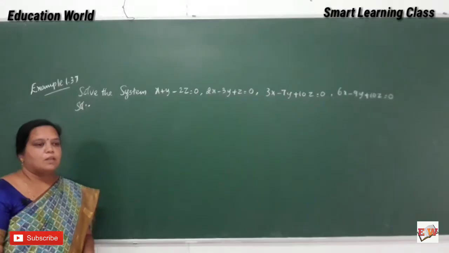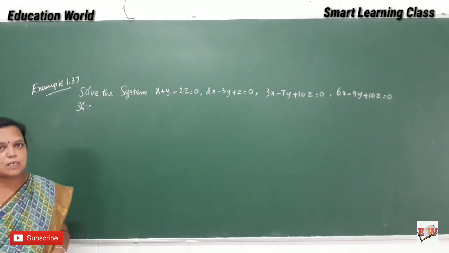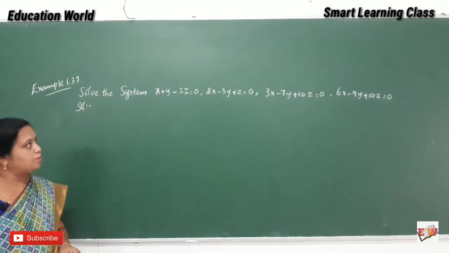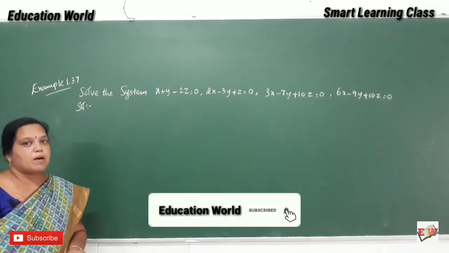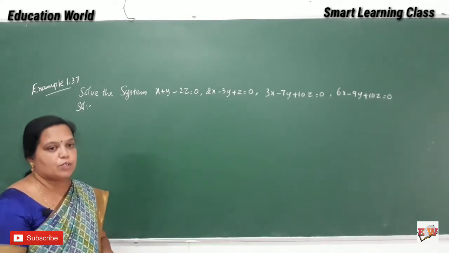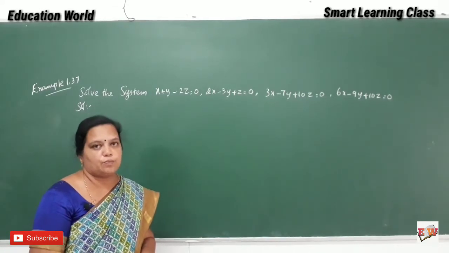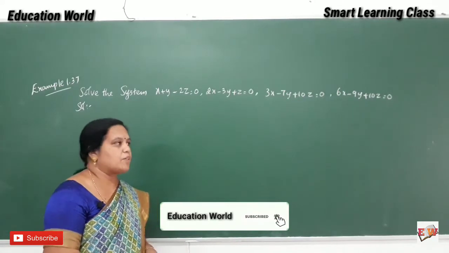Hi students, let us see example 1.37. Solve the system: x + y - 2z = 0, 2x - 3y + z = 0, 3x - 7y + 10z = 0, 6x - 9y + 10z = 0. So we have to find the solution for the given equations.